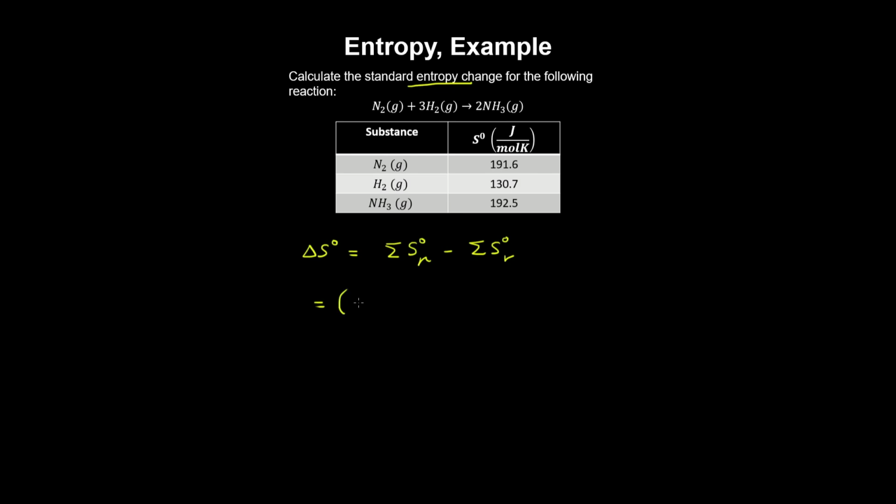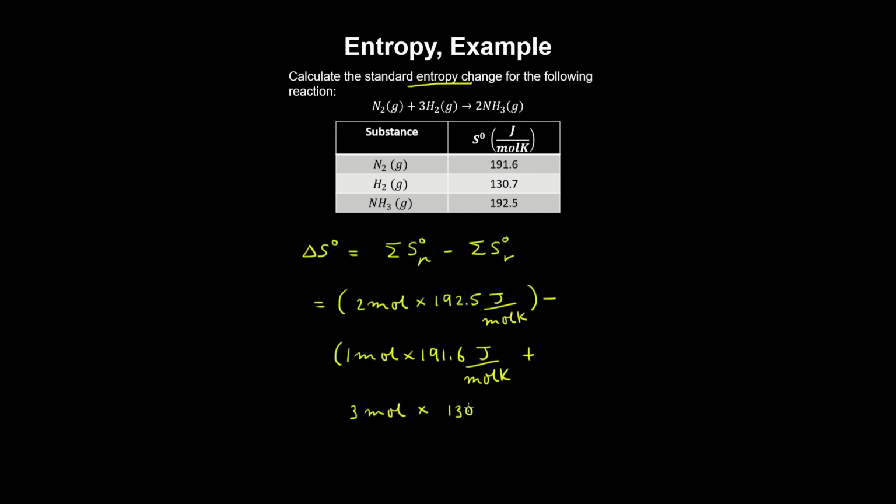So for the products, we have 2 moles of ammonia, and we multiply that by the standard entropy of ammonia given in the table. And we do the same for the reactants. So we had 1 mole of nitrogen gas multiplied by the standard entropy, and 3 moles of hydrogen gas by the standard entropy of hydrogen gas, which gives the following result.